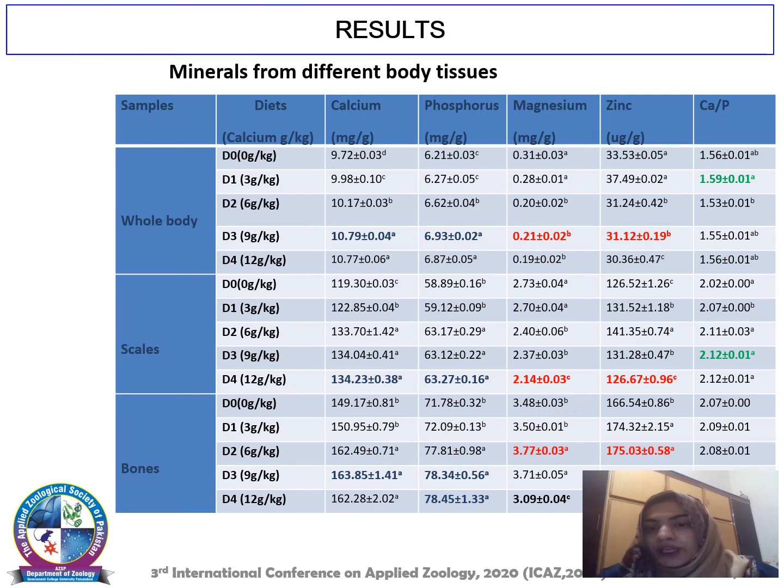The calcium and phosphorus ratio was maximum in scale samples in the 9 gram per kg diet, while in the bone samples the calcium concentration was maximum in the 9 gram per kg diet, and phosphorus concentration was maximum in the 12 gram per kg diet, while magnesium and zinc concentration was minimum in the 6 gram per kg diet.